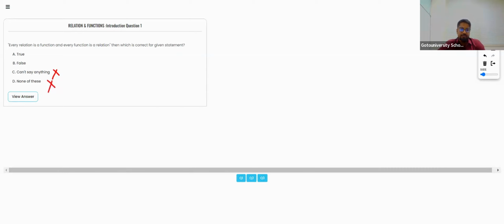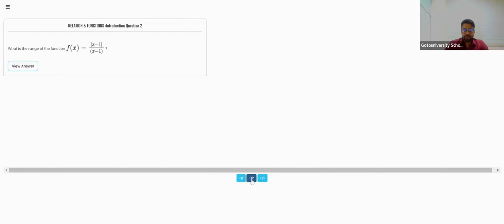Tell me what is the answer. This part is correct: every function is a relation, but this part is not correct: every relation is a function. That means the answer is false. Every relation is not a function. So what is my answer? The answer is option B, false. Is it clear? Yes, the answer is option B, false.